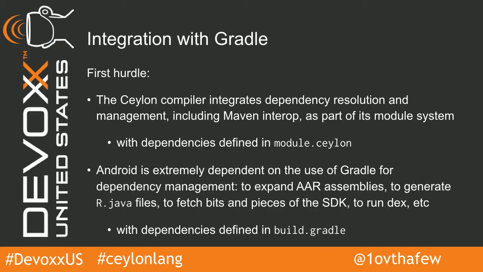The first hurdle you run into when trying to use Ceylon for Android development is Gradle. When you're starting on a small project, the most natural way to use Ceylon is to just use the Ceylon compiler on its own. You just compile things with the IDE or with ceylon compile and ceylon run. The compiler has dependency resolution and management, including Maven interop, all as part of the module system. It's all built in. So the thing that people usually use build scripts for is not even really important. All your dependencies are defined in your module descriptor.